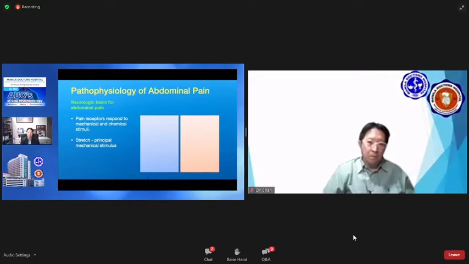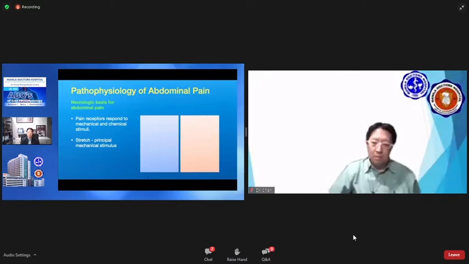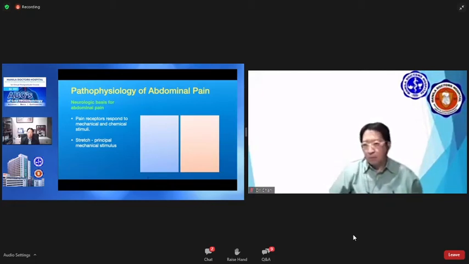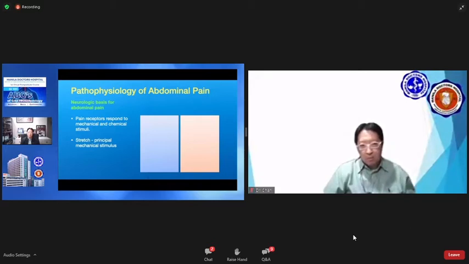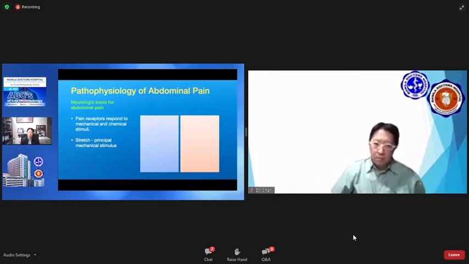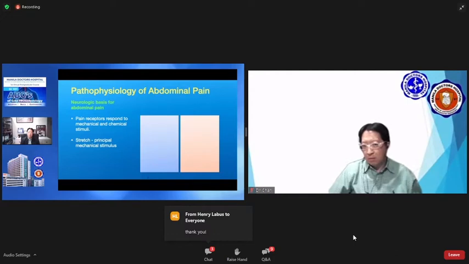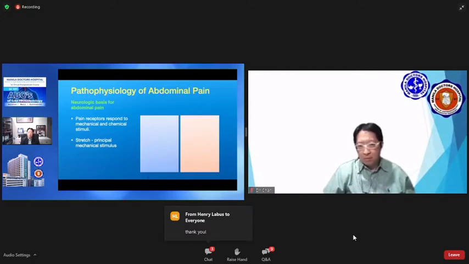It is important to determine which patients can be safely observed or treated symptomatically at home and which patients would require further investigation, specialist referral, or even admission. The evaluation of abdominal pain requires an understanding of the possible mechanisms responsible for the pain. Pain receptors respond to both mechanical and chemical stimuli, and stretch is a principal mechanical stimulus, although distension and contraction can also be perceived. Basically, there are two types of pain. One is visceral and the other is somatic pain.